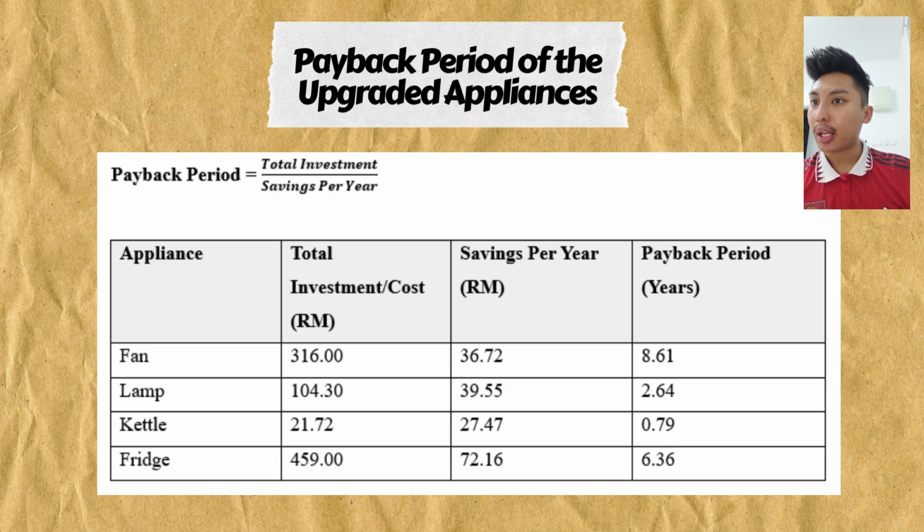Lastly, the refrigerator upgrade. The cost of the new 4-star refrigerator is only 459 ringgit. This is also on Shopee, which is relatively cheap compared to other fridge models. The saving per year of this new fridge is 72 ringgit 16 cents. The payback period for this fridge is 6.36 years, or roughly 6 years and 3 months.